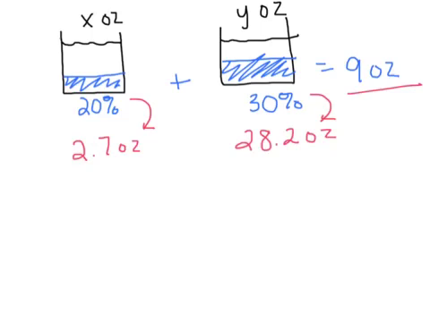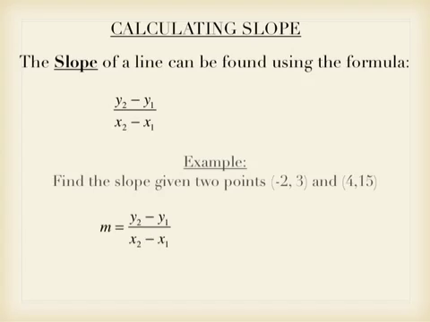Okay, so that's what I'm trying to get you to wrap your head around, is that we're talking in percentages here. It's not as simple as you think it is. When you add them together after you multiply them? Mhm. Oh, okay. Yeah, so if you do 0.2 times 2.7, 0.3 times 28.2, you'll end up with 9 ounces. Okay? All right, that I think is review for you.